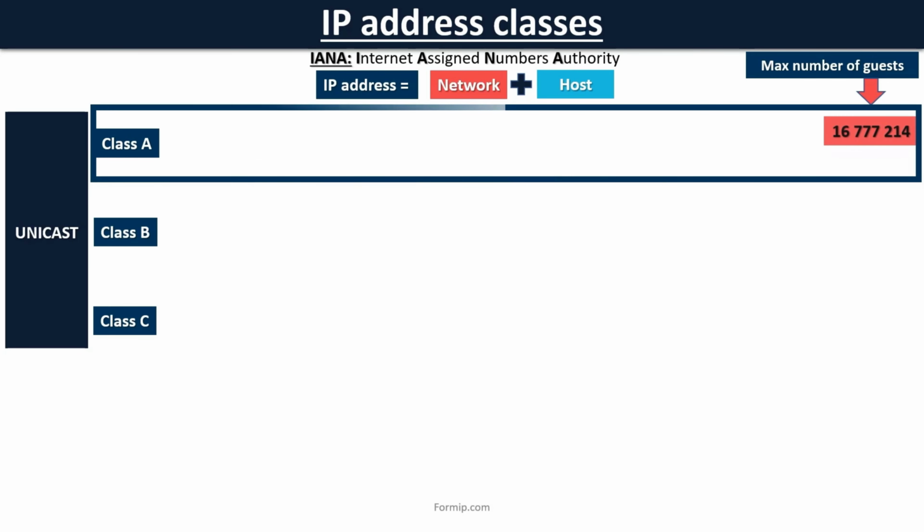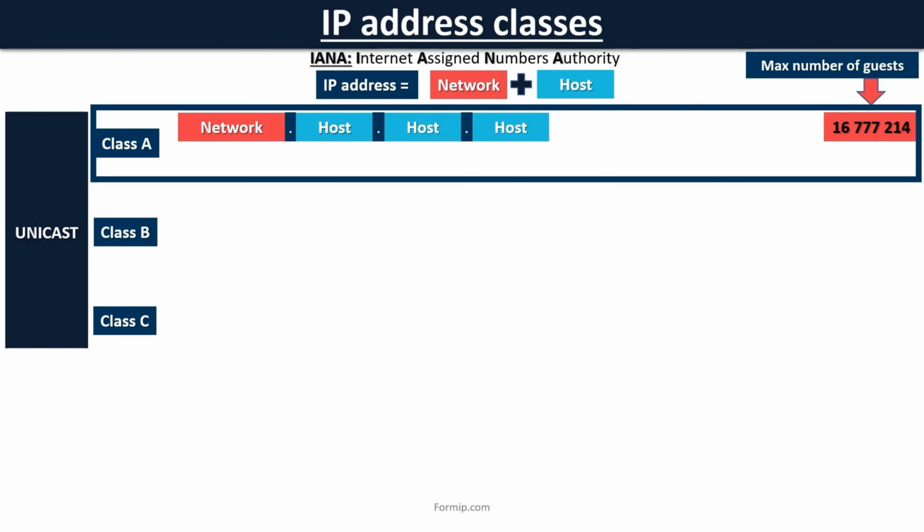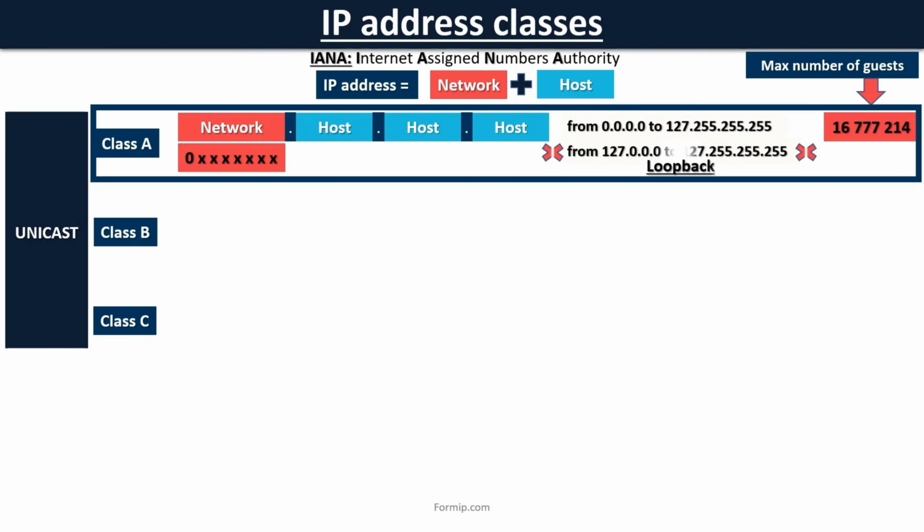Class A is designed to support extremely large networks with over 16 million host addresses per network. It only uses the first byte to indicate the network address. The remaining 3 bytes are used for host addresses. The first bit of a Class A address always begins with a 0, which gives us an IP range of 0 to 127. Small exception here: the 127 range cannot be used, as it is reserved for loopback addresses and for diagnostic purposes.